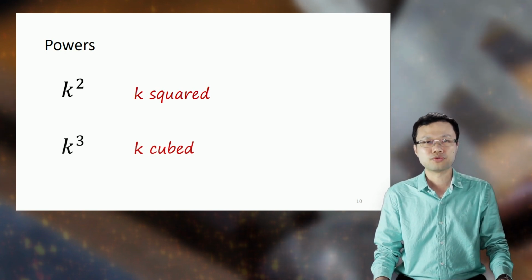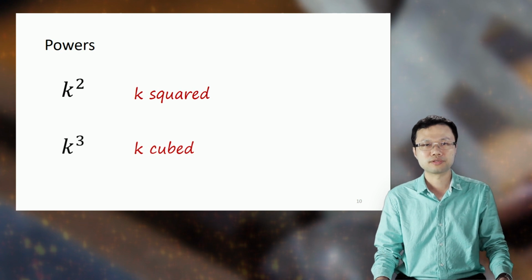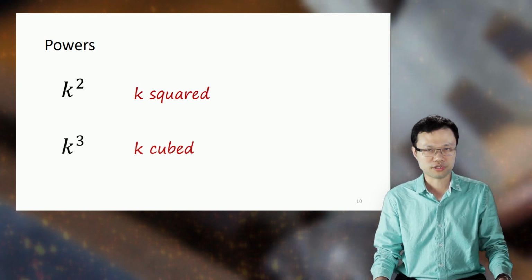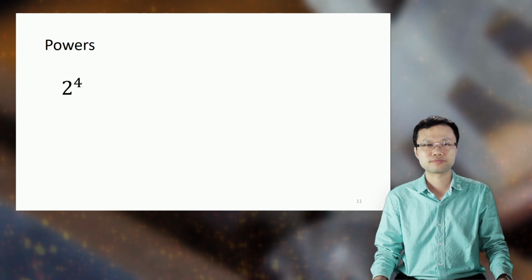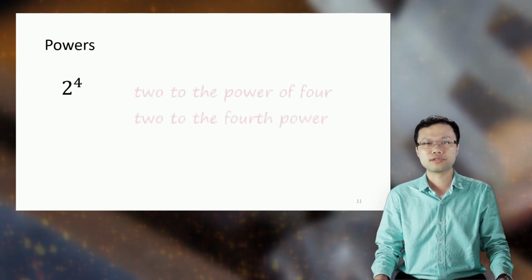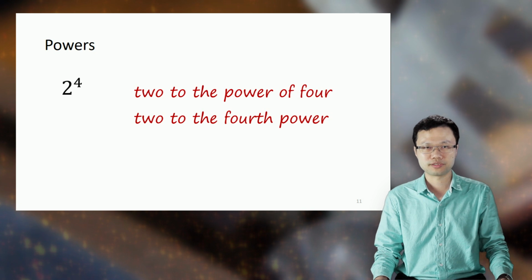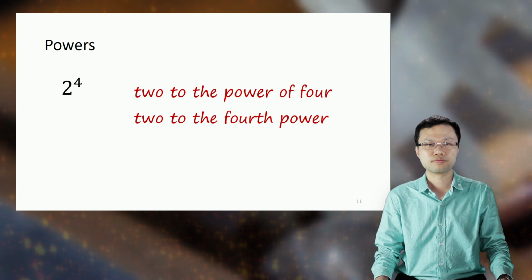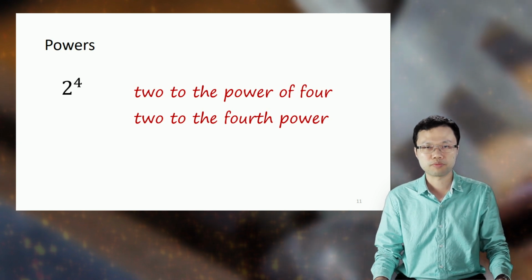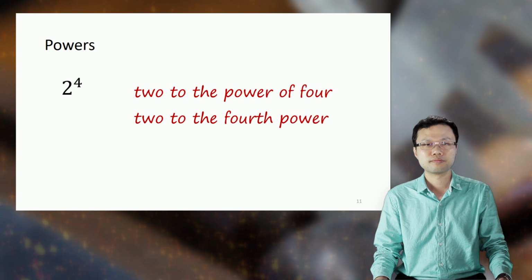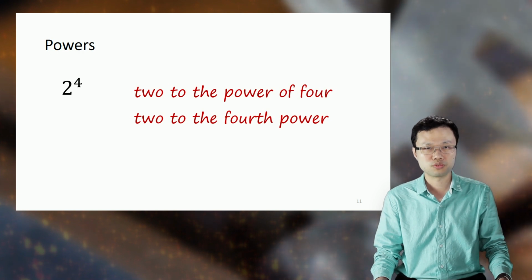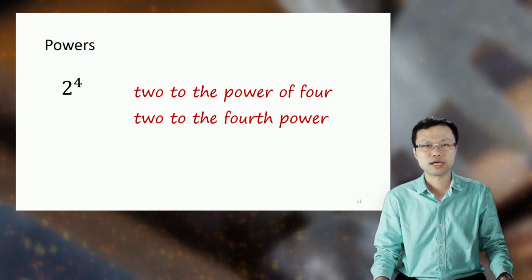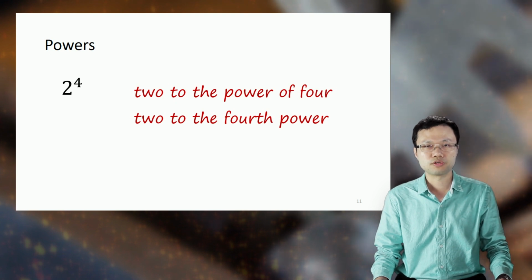Okay, we have been through squared and cubed numbers. But how about higher order powers, like this one? Well, there are two ways to read this expression. You can read it as 2 to the power of 4, or 2 to the 4th power. But they are quite long expressions to read, so sometimes you hear people read 2 to the 4th or 2 to the 4 as abbreviations.